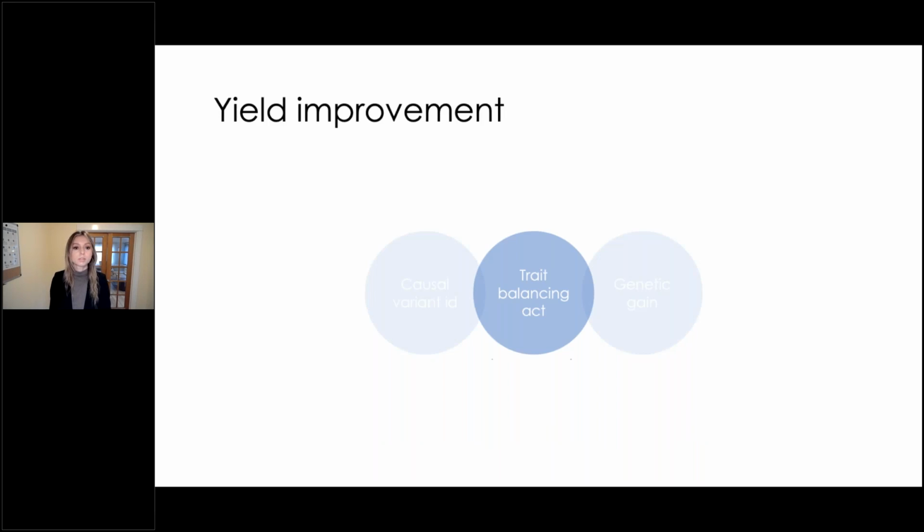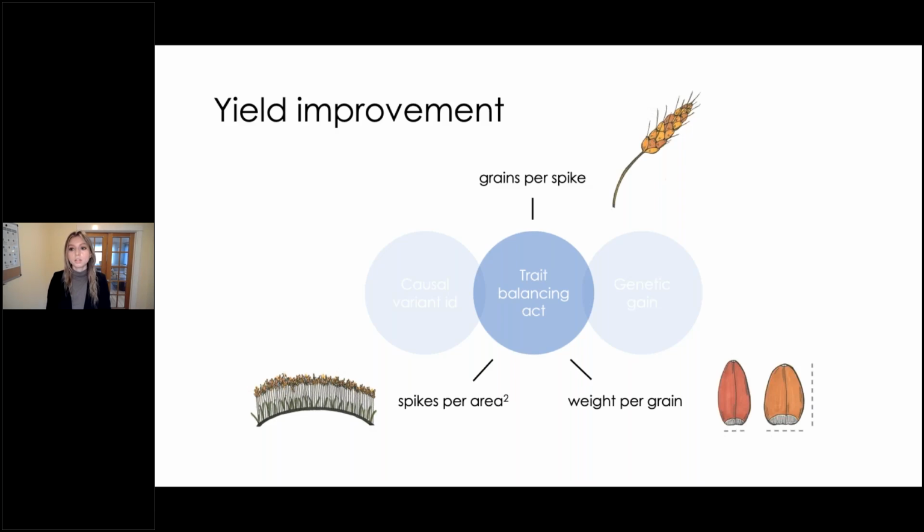So zooming in on that specific balancing act of yield improvement, grain yield is driven by a combination of yield components, which are quantitative traits themselves, such as the spikes per area, the grains per spike, and the weight per grain. And given the complexity of identifying the genetic controls of grain yield and that yield components themselves have higher heritability than yield per se, a reductionist approach that characterizes these independent traits and then their interactions is a valuable strategy to improve our understanding of the underlying genes and gene networks driving yield improvement.